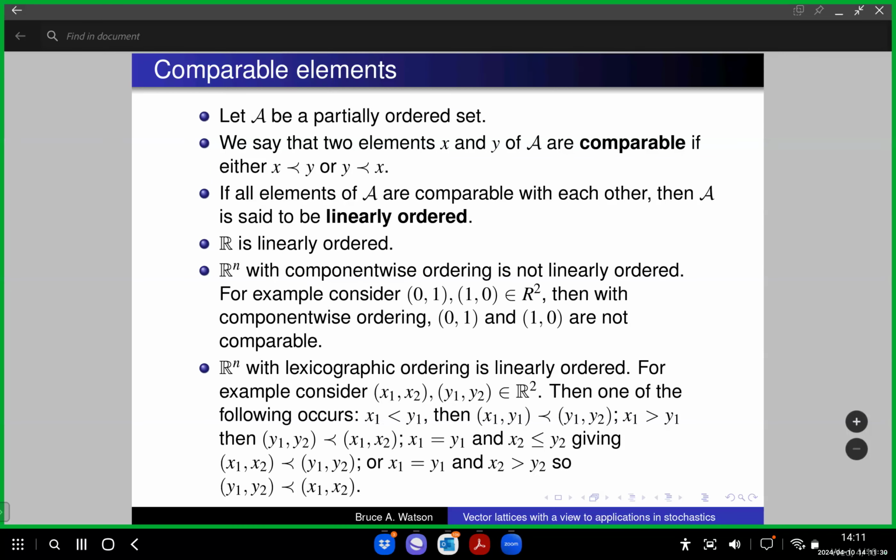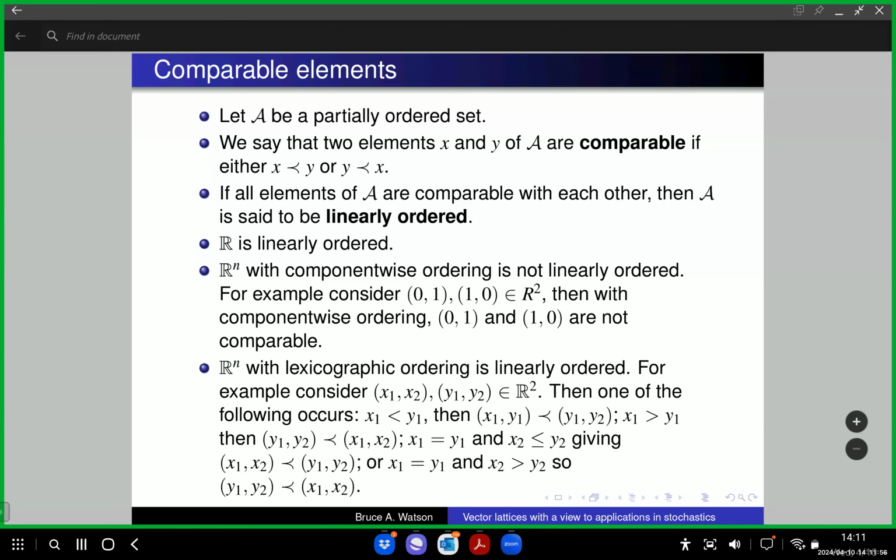One example of this is the real number system. The real numbers are linearly ordered. If I give you any two real numbers, X and Y, you either have that X is less than or equal to Y, or Y is less than or equal to X. Let's progress now to Rn with component-wise ordering. This is not linearly ordered.